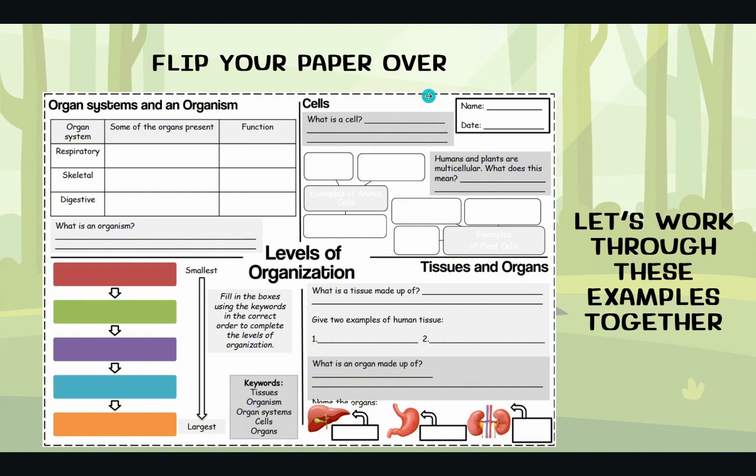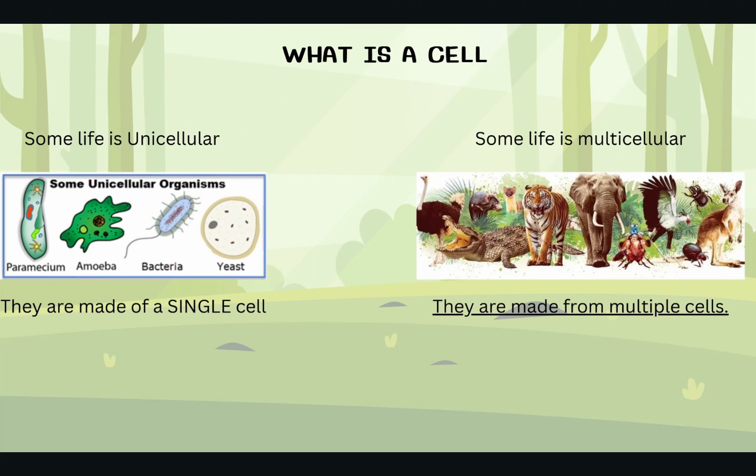And we're going to start up here. So make sure your name's on your paper. And we're going to start with what is a cell. So, what is a cell? If you need to look back at the other side of your paper, that's absolutely fine. What is a cell? A cell is the smallest unit of life, period. That's what it is.